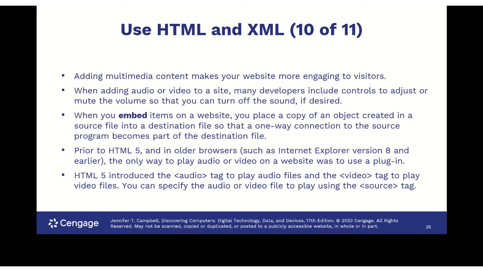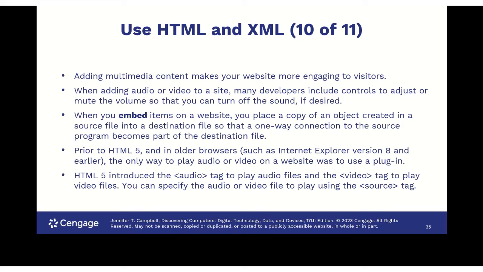Adding multimedia content makes your website more engaging to the visitors. You can embed a video. When adding an audio or video to a site, many developers include controls to adjust or mute the volume so that you can turn the sound on or off if desired. When you embed items on a website, you place a copy of an object created in a source file into a destination file so that a one-way connection to the source program becomes part of the destination file.